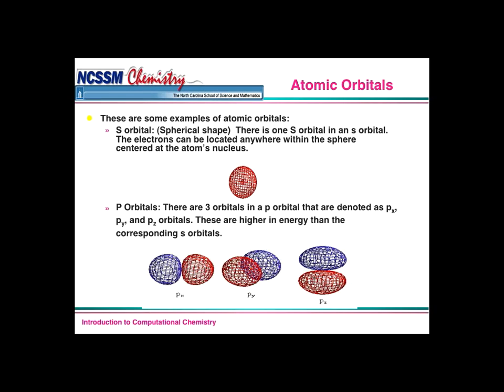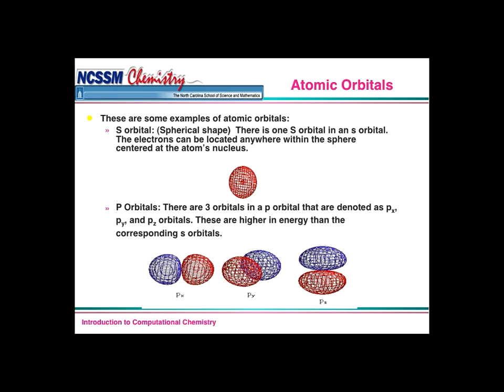And basically the electrons can be located anywhere within that sphere centered at the atom's nucleus. So somewhere in that red ball there, and you see the dark nucleus in the middle, anywhere inside that red sphere, inside that red ball, there will be the probability of finding 1 or 2 electrons. Can't be any more than 2, because that's all we can put in a particular orbital.